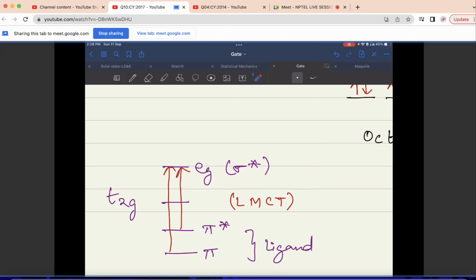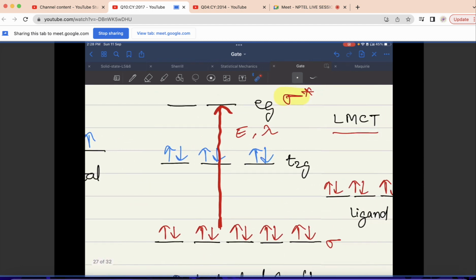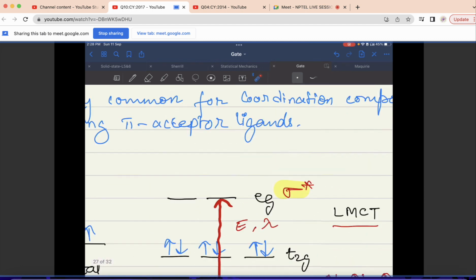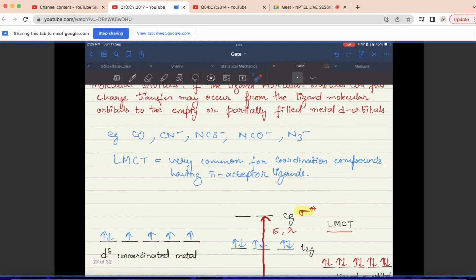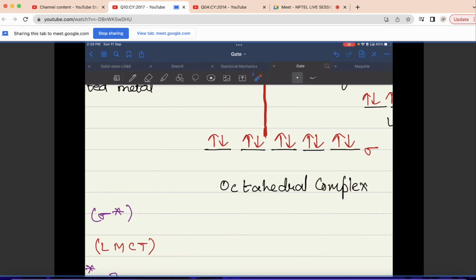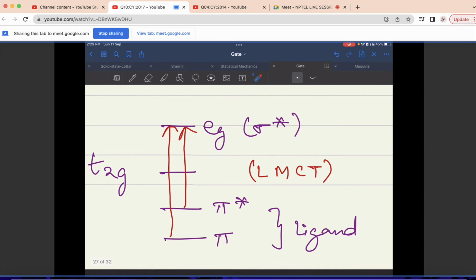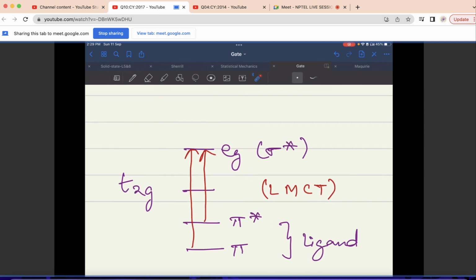Also, the transition that I have shown here is from the sigma orbital. It can actually take place from either sigma or pi to the sigma antibonding or pi antibonding. So, for example, here, the transition can take place even from the full pi orbital or full pi antibonding to the Eg sigma antibonding, correct?